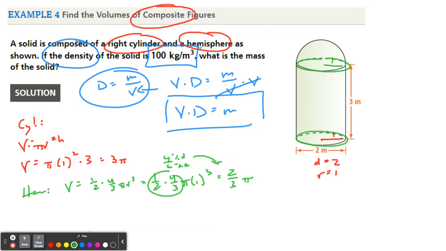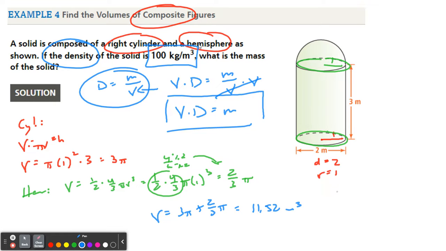So here is going to be your combined volume. Your volume is going to be 3 pi plus 2/3 pi. Right? So now go ahead and multiply this out in Desmos. And I get 11.52. Really shouldn't round more than that, but I know I'm going to multiply by 100. Right? So this is 11.52 meters cubed.